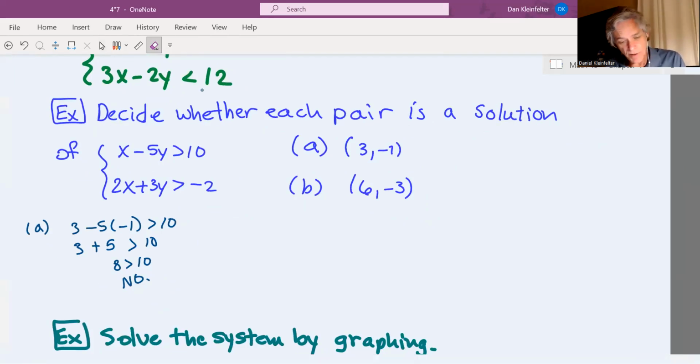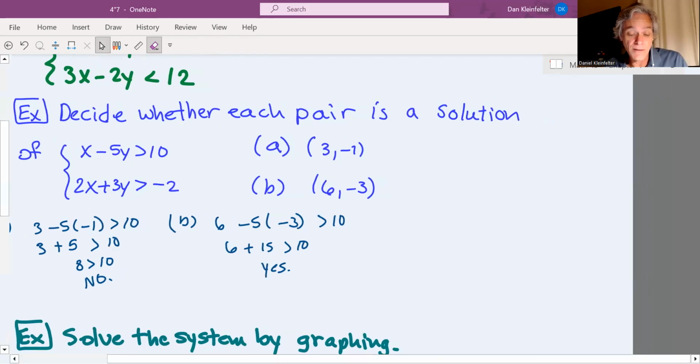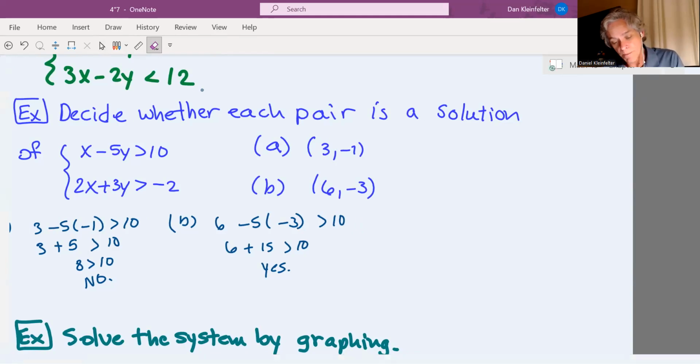Okay, let's try (6, -3). So this will be point B. So x, that's 6 minus 5 times negative 3 greater than 10. 6 plus 15 greater than 10. That looks like 21 is greater than 10, so that works. Of course, that doesn't mean that this point is a solution to the entire system. We just know that it satisfies the first inequality. We should check and make sure that it fits the second inequality as well.